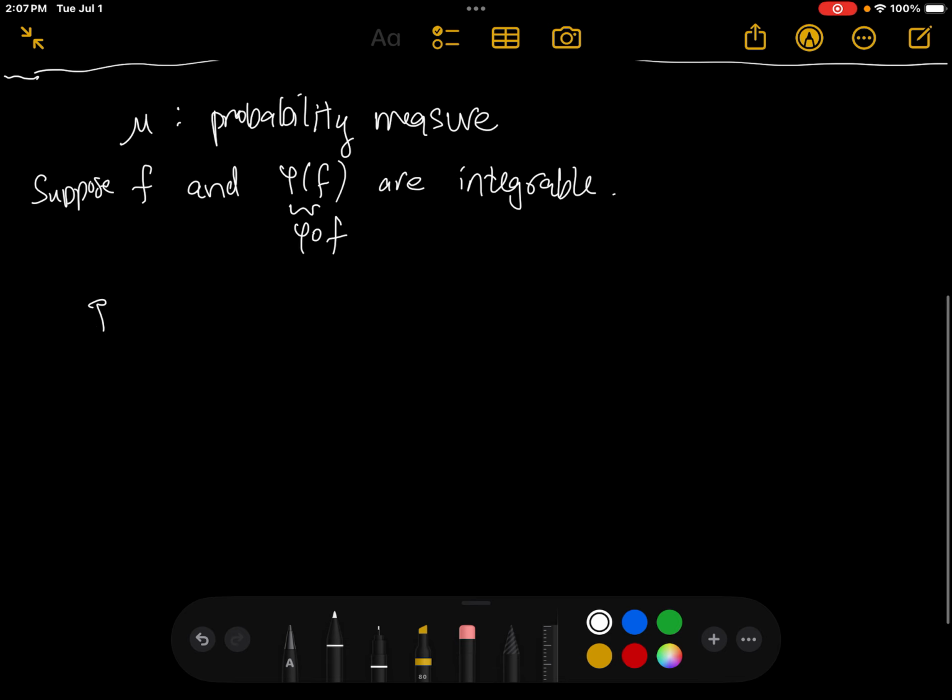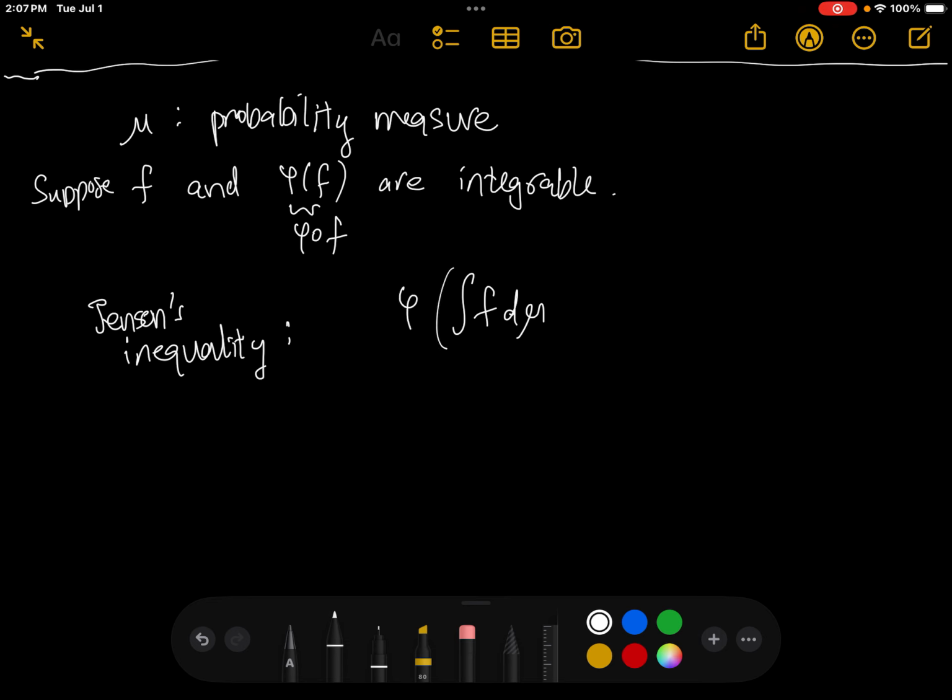Then Jensen's inequality says that if you take the integral of f over your measure space, that's going to be a number, and you plug in phi, that is less than or equal to the integral of phi of f with respect to the measure.